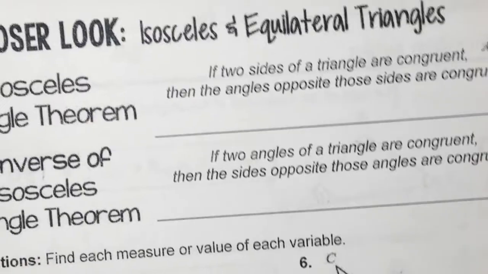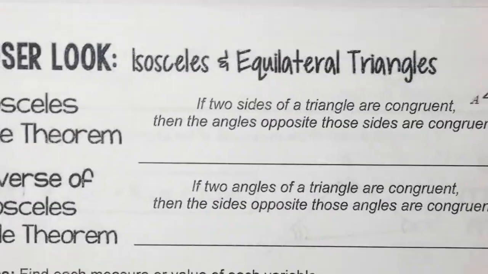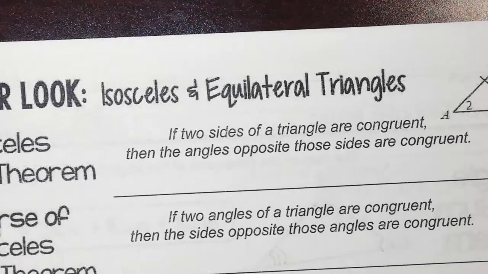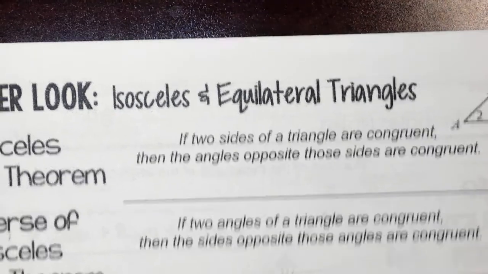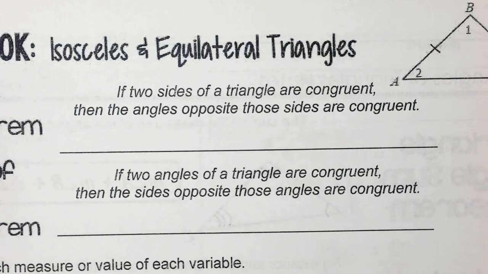Alright, on the back. Oh yeah, I forgot about this theorem. You know, isosceles and equilateral triangles on the back. Not hard either. So a closer look. This is isosceles and equilateral triangles. Y'all should remember this from yesterday, at least a little bit of what they were. We're going to solve some equations based off of them.